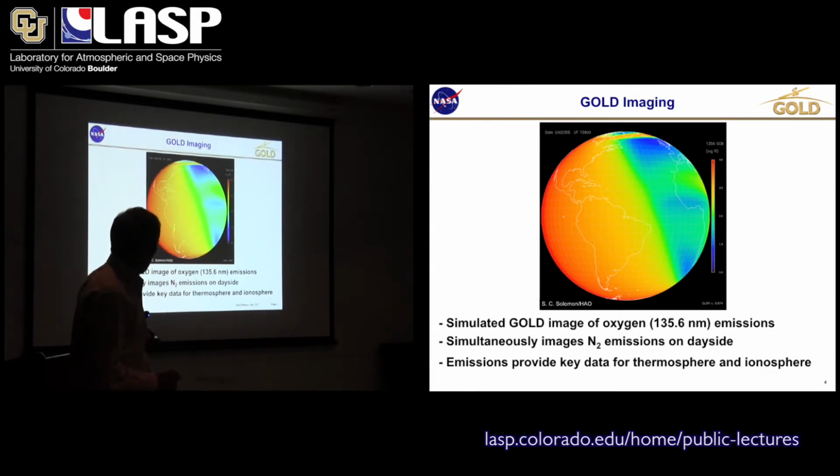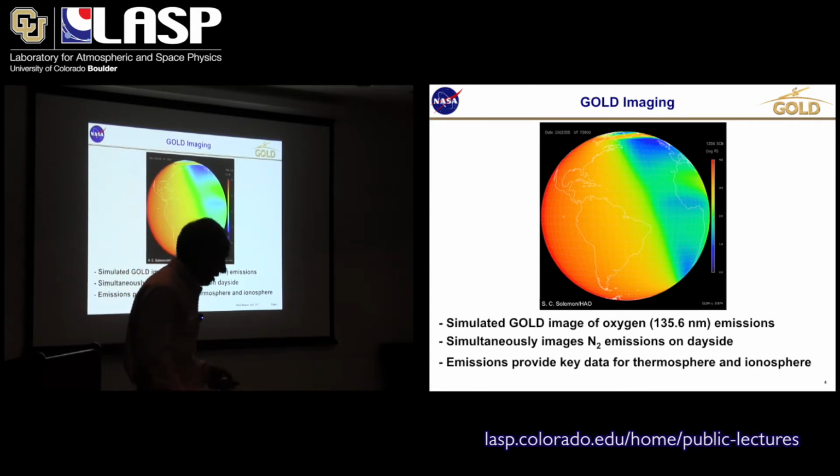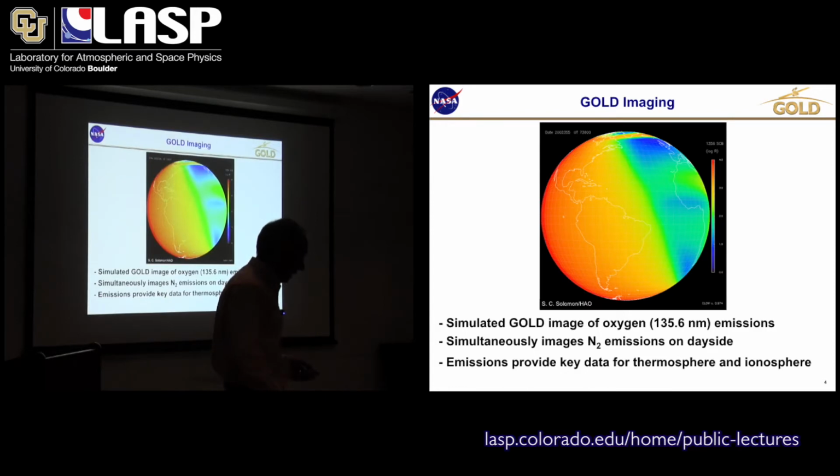Of course, again, they've got the dayglow on the day side. This is 1356 nanometer emission, which is primarily atomic oxygen. And at night, you have, of course, the equatorial anomaly.